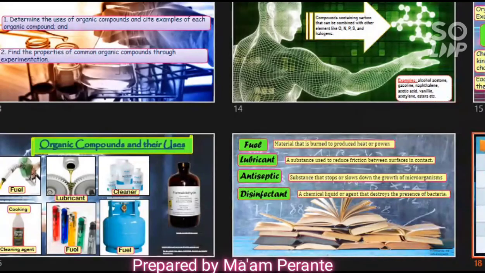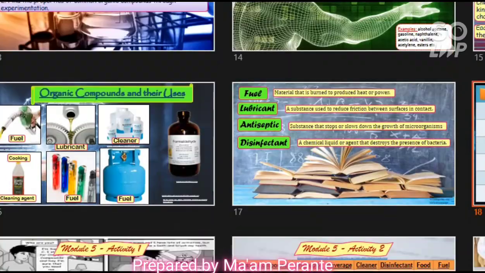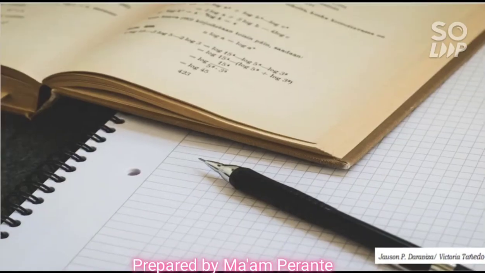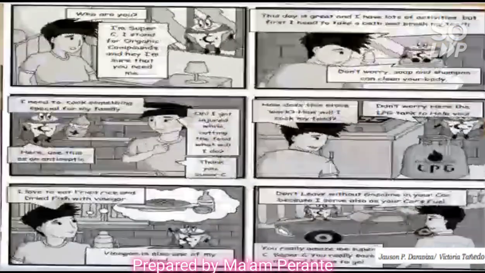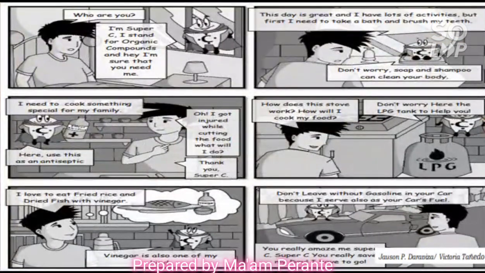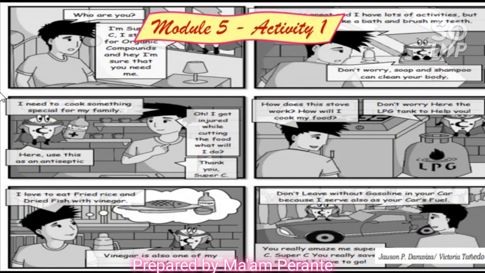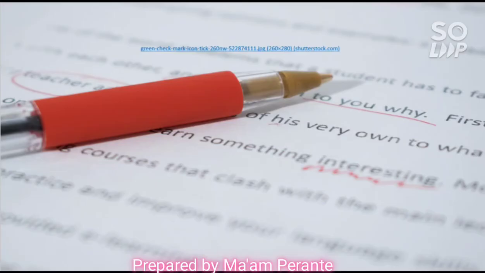But for now, let's have our activity for module number 5. In module 5, activity 5, you can see a comics there. So all you have to do is to read these comics carefully and then answer the guide questions that follow. Okay? So that's how you are going to answer activity 1.